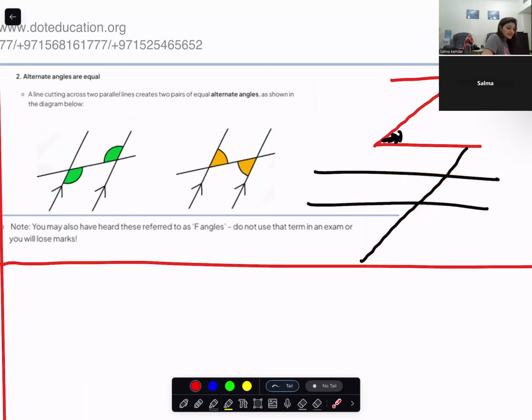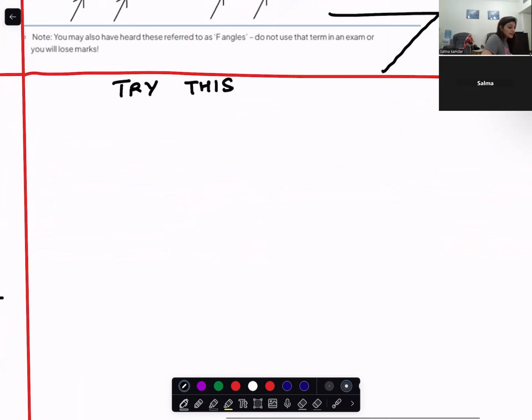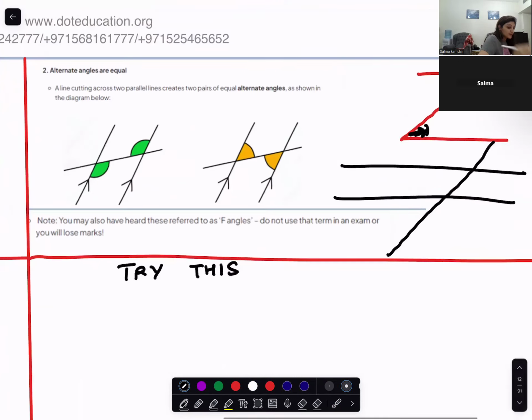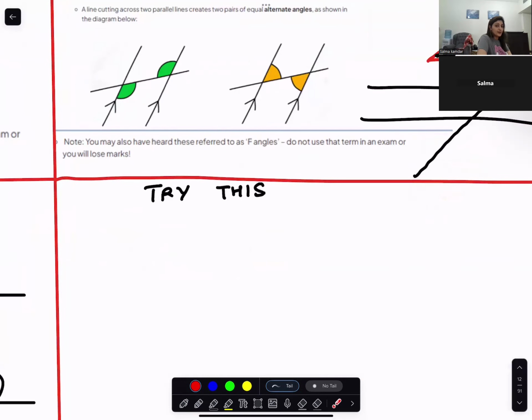Okay, we've given you two diagrams of it. Now what I want you to do is try and jot down all the possibilities of alternate angles that you can find. Just remember, these are the angles between the parallel lines. When I say it is between the parallel lines, that means there will be a line that intersects them, and that is called the transversal.